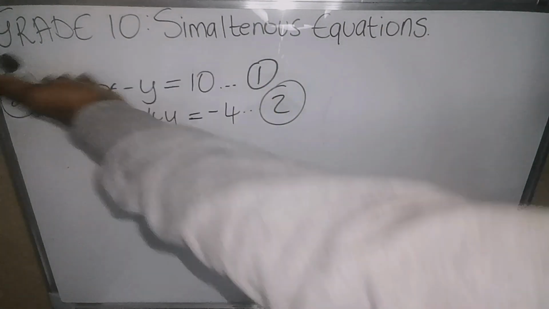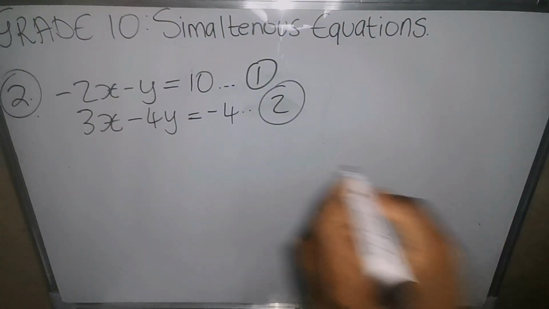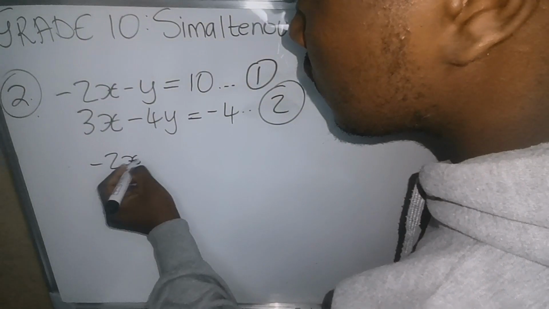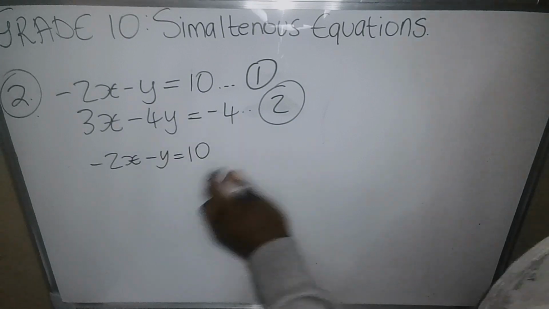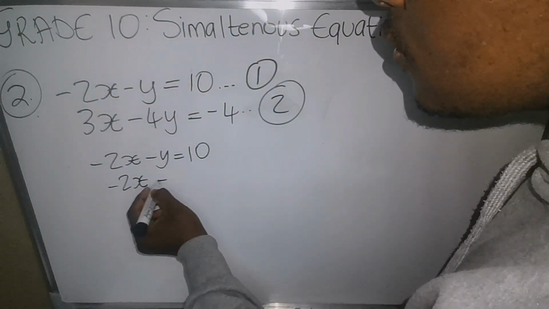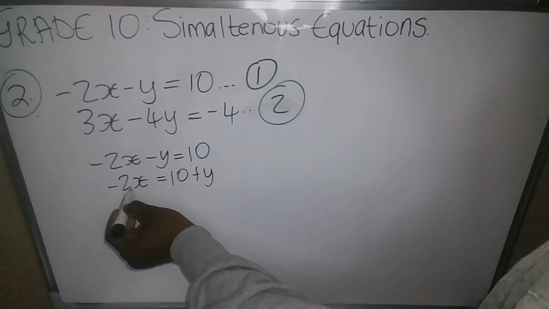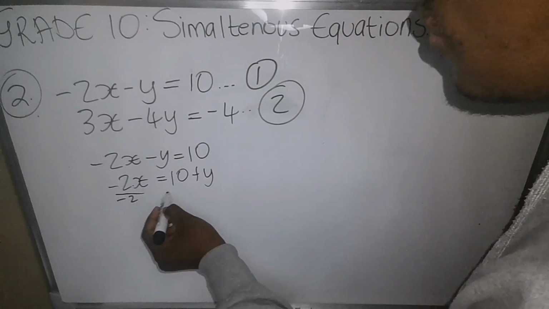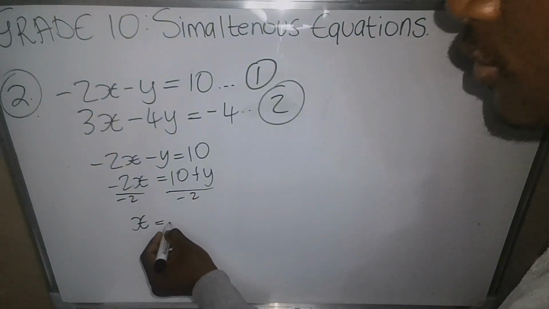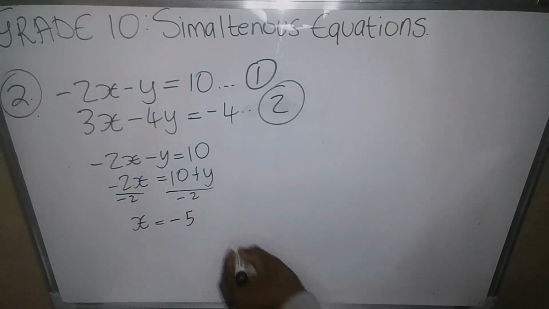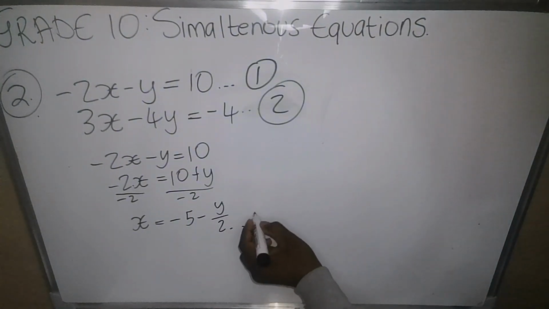Now, I can use equation number 1 because it's simple. I can make x the subject of a formula in this case. So I've got negative 2x minus y equal to 10. Okay, guys. Then I'm going to transpose this negative y to the right. Negative 2x is equal to 10 plus y. Then I'm going to be left with x on one side. Since I've got negative 2 here, I'm going to divide both sides by negative 2. Then x is equal to 10 divided by negative 2, which is negative 5. Y divided by negative 2 is minus y over 2. This is my equation number 3.